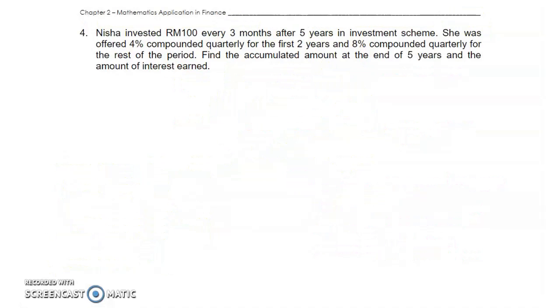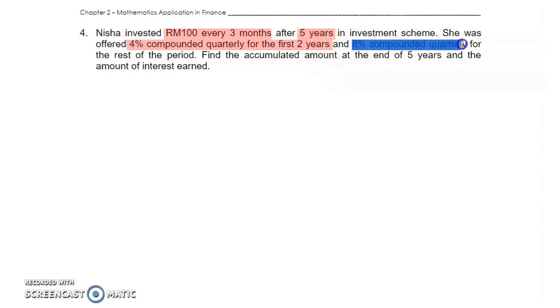Now let's move to example number 4. Nisha invested 100 ringgit every 3 months. Every 3 months refers to the annuity. After 5 years in an investment scheme, she was offered 4% compounded quarterly for the first 2 years. If compounded quarterly, the interest period is 3 months, so the annuity must be every 3 months.